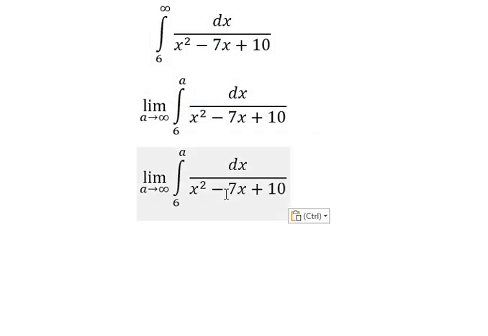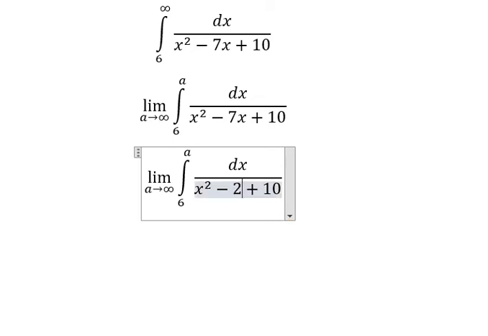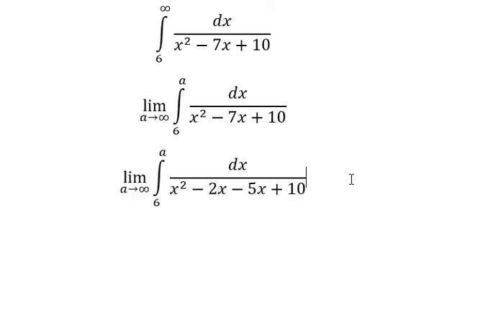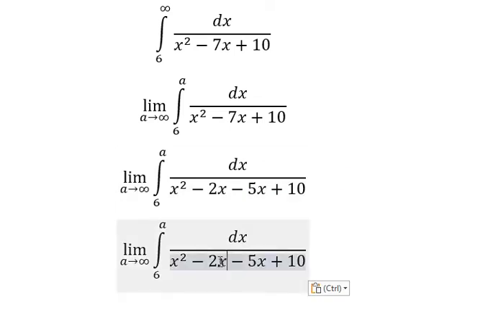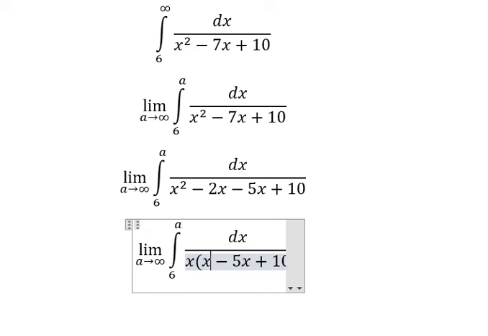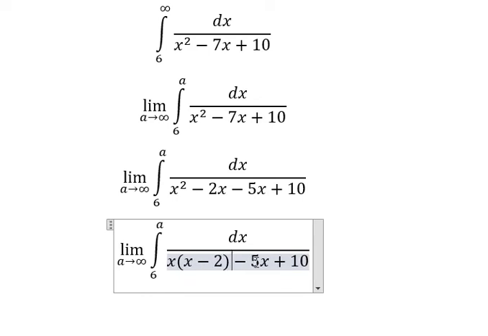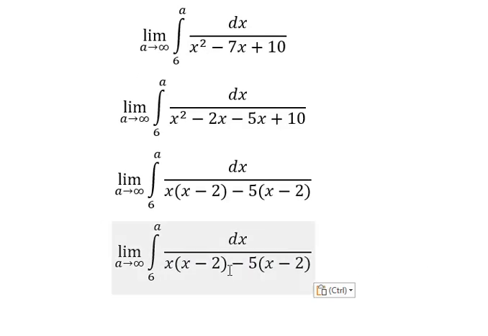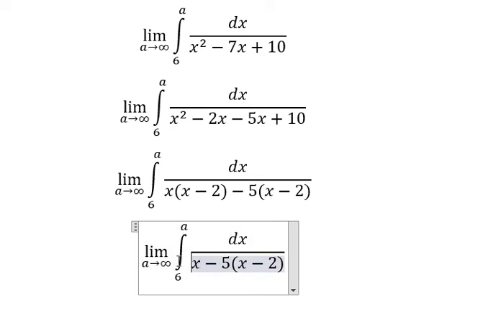Next, negative 7s we can put into negative 2s, negative 5s. Next, we can do factorization by s. This one is by negative 5. So s minus 5, s minus 2, we can do factorization.